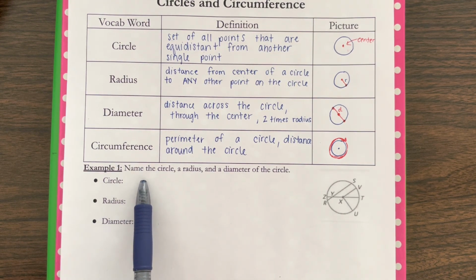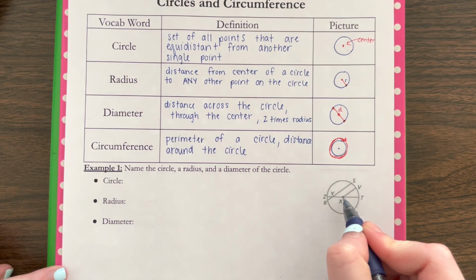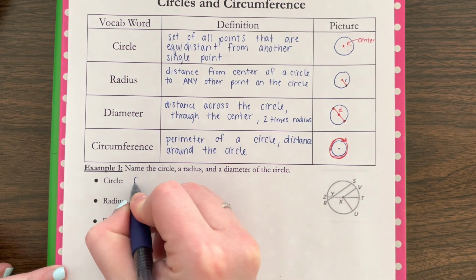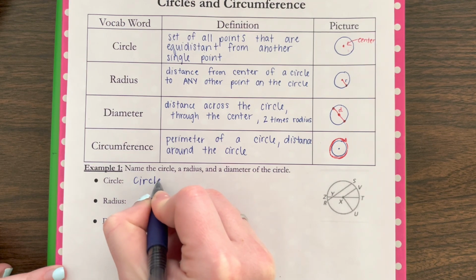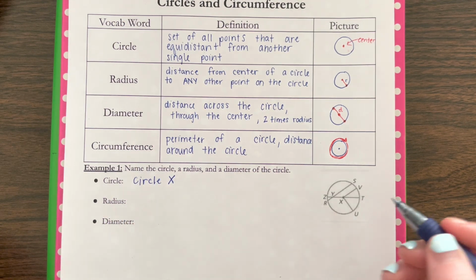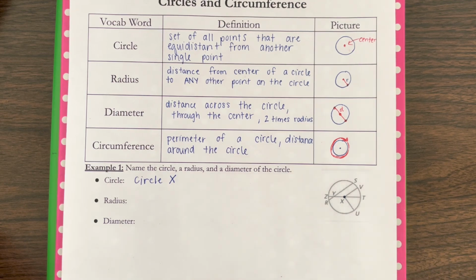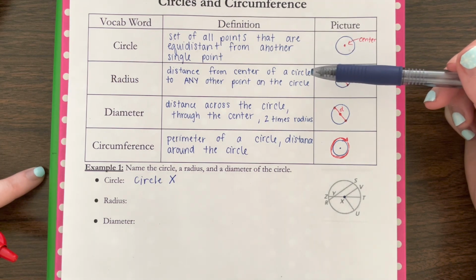Now what we're going to do in this example is name the circle, a radius, and a diameter of the circle. The way that we name a circle is we look at the center. So this one right here is called circle X, because the center of our circle is right here at point X. Now for a radius, remember that that is the distance from the center of a circle to any other point on the circle.